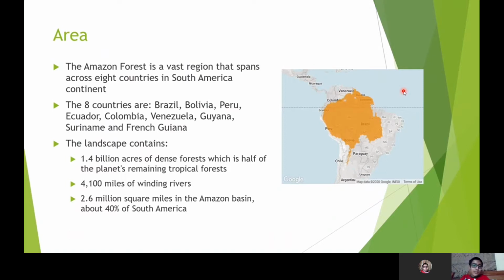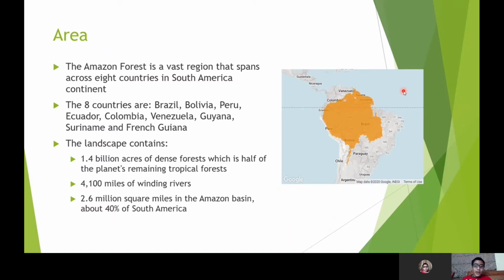The Amazon forest is a vast region that spreads across 8 countries in the South America continent. The 8 countries are Brazil, Bolivia, Peru, Ecuador, Colombia, Venezuela, Guyana, Suriname, and French Guiana. The landscape contains 1.4 billion acres of dense forests, which is half of the planet's remaining tropical forest.